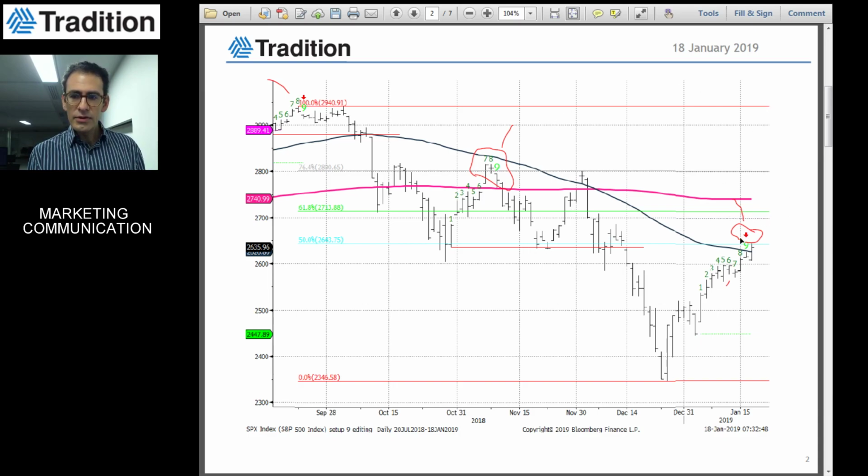So if we now look at the signal we had on Wednesday, a perfected setup 9 sell on a daily basis on the S&P. What is quite interesting as well is that the S&P is back on its declining 50-day moving average. That's more or less what we saw here, in late November and also in early November. The previous pullbacks to the declining 50-day moving average were obviously selling opportunities. So this is quite an interesting juncture.